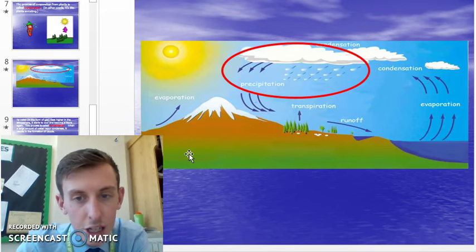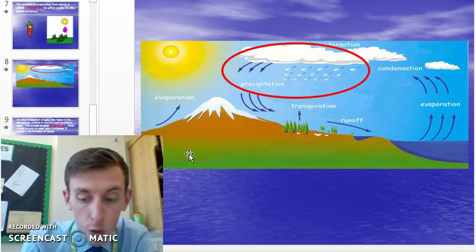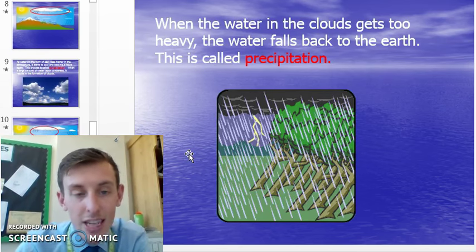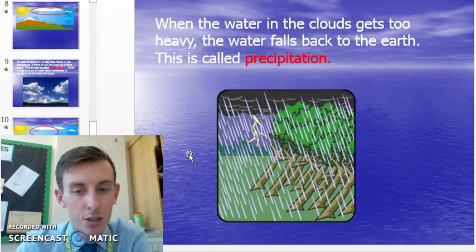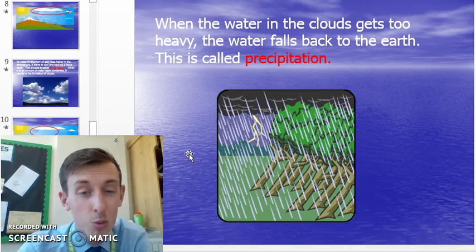Next one, precipitation, or a very fancy word for rain. When the water in the clouds gets too heavy, the water falls back to earth, and this is called precipitation. There are lots of other factors that make things rain, but normally when it gets too heavy, it starts to rain.